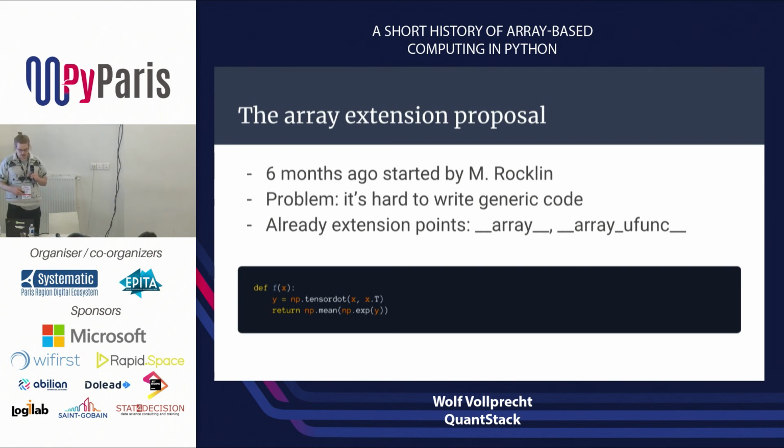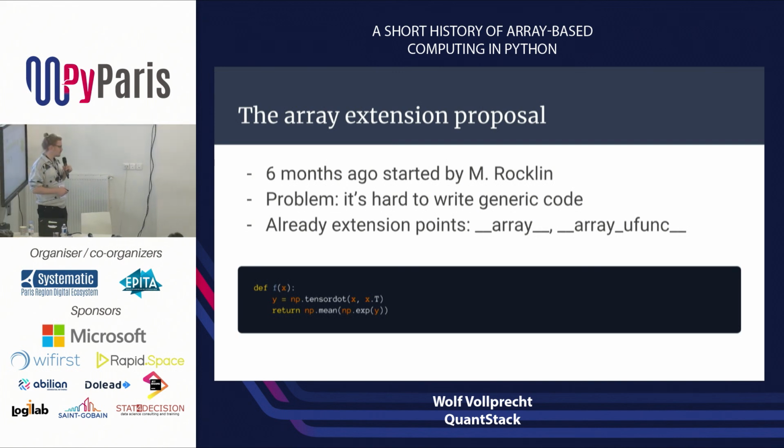And what does it mean to write generic code? For example, we have a function here, f of x, that's doing some stuff inside where it uses some sort of NumPy API. So for example, we're doing y equals np.tensordot of x and x transpose, and then return the mean of the exponential of y. If your input to this function is a NumPy array, this is totally fine, because then you just do your NumPy tensordot, you use your transpose, etc., and you get out a NumPy array. However, if your input to this function is, let's say, a CuPy CUDA array, you'll get a problem.